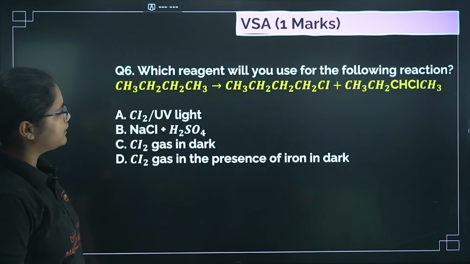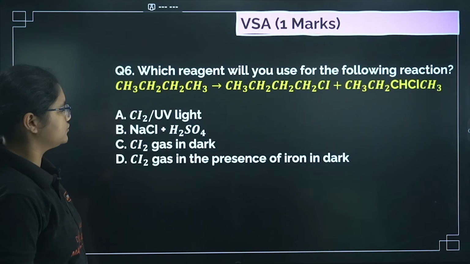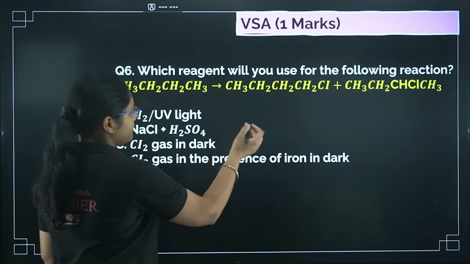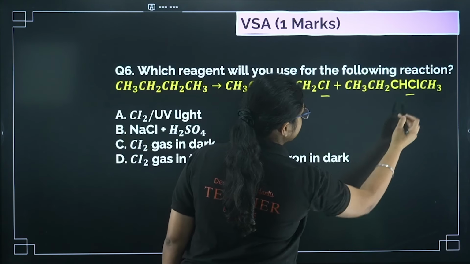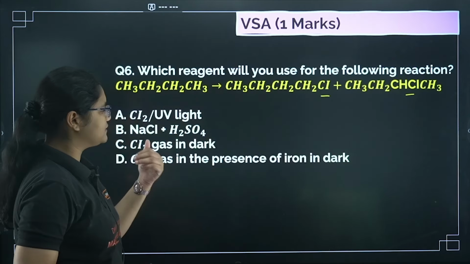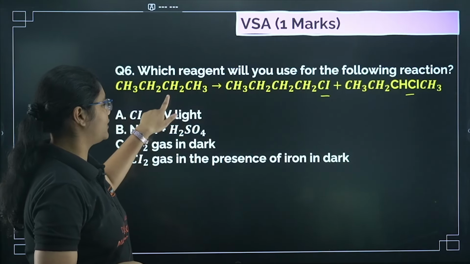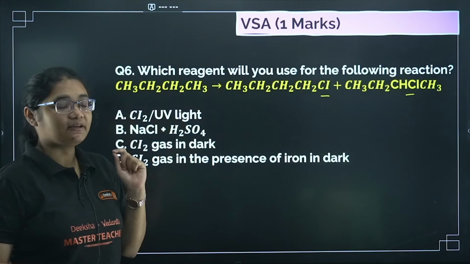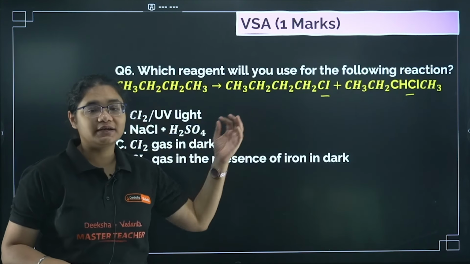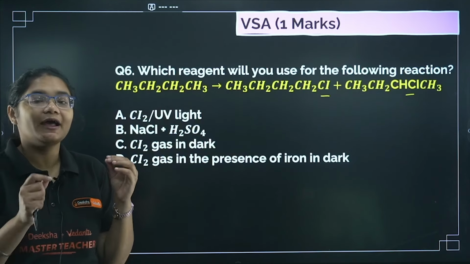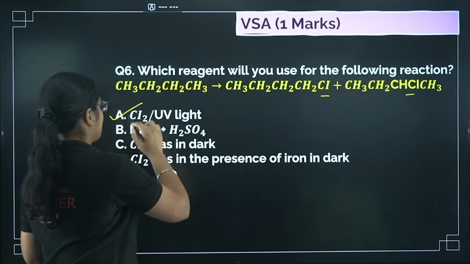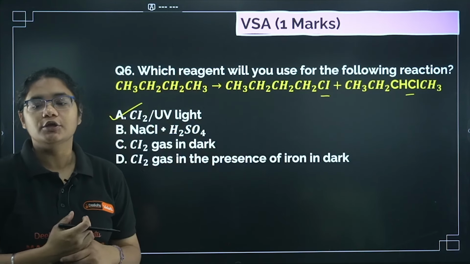Next, which reagent will you use for the following reaction? So here what has happened, you have replaced, or there is chlorination, right? But chlorination is taking place in different carbons. You can have here also and here also. So that will happen if this reaction is possible in case of free radical mechanism, and free radical mechanism happens when you have chlorine with UV light.